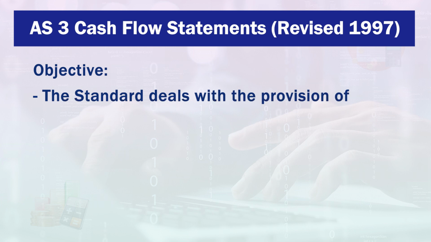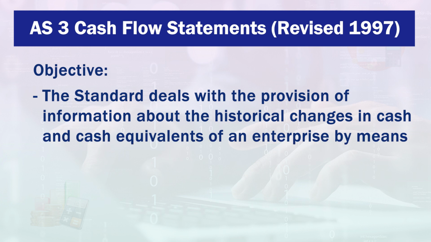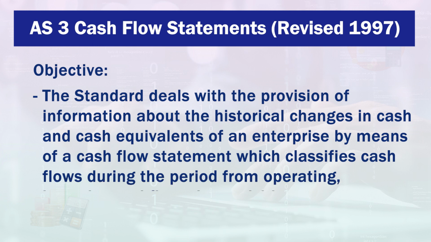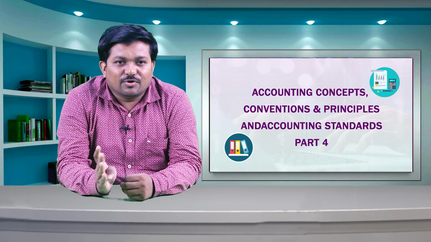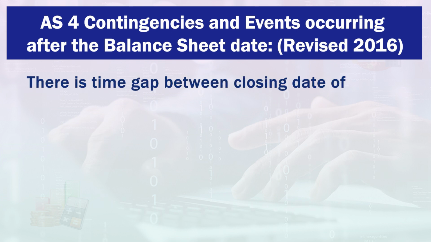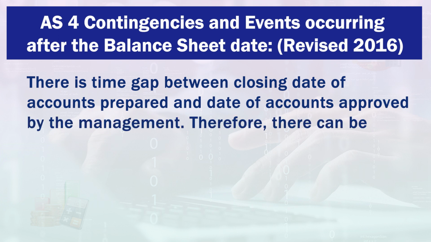The standard deals with the provision of information about the historical changes in cash and cash equivalents of an enterprise by means of a cash flow statement, which classifies cash flow during the period from operating, investing and financing activities. The fourth accounting standard is AS4, Contingencies and Events Occurring After the Balance Sheet Date, which was revised in 2016. There is a time gap between the closing date of accounts prepared and the date the accounts are approved by the management.